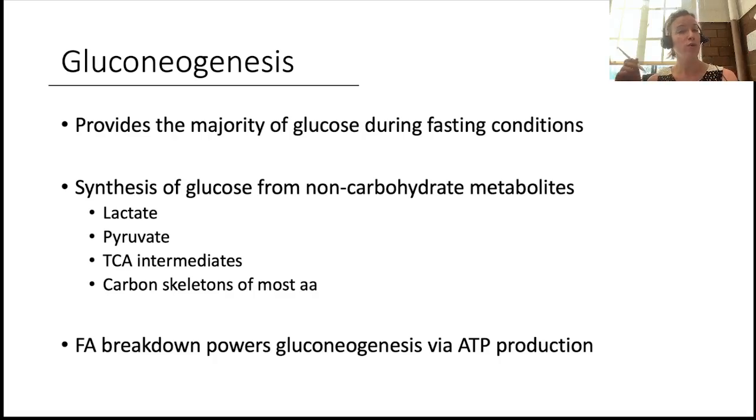However, these processes, as we're going to see, do require a little bit of an input of energy. So oftentimes, gluconeogenesis is powered by fatty acid breakdown. This makes sense, right? If we're in fasting conditions, our bodies turn to burn fat, right? And we'll see very soon how much energy is produced through lipid breakdown.